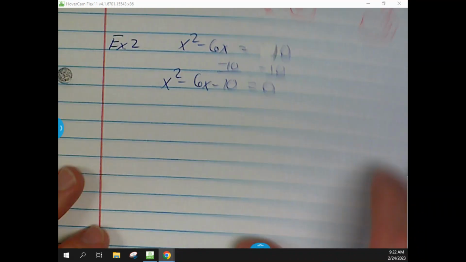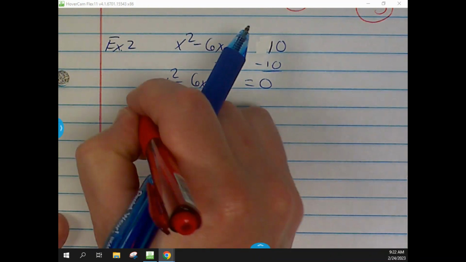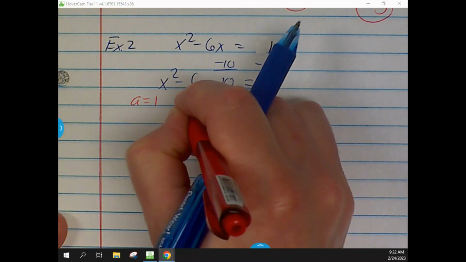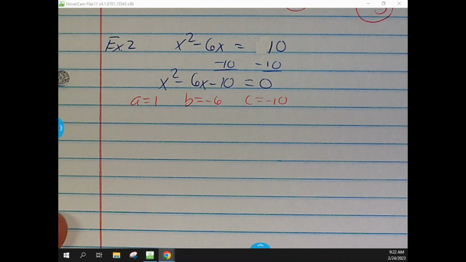All right, so for number 2, this problem will not factor, because there are no factors of negative 10 that are going to get you to negative 6. It's either 1 and 10, so that's either 9 or 11, or it's 2 and 5, which gets you either 7 or 3. So there's no way you can take those numbers and get 6. All right, so for this one, our A is 1, our B is negative 6, and our C is negative 10.